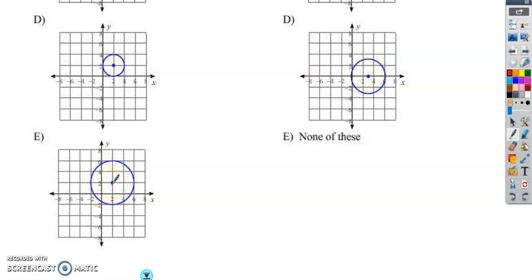And then remember, our radius from up above was just a value of 2. So this has a radius of 2. This actually has a radius of 4. That has a radius of 4, so it cannot be that one. And then that means that it has to be letter D.